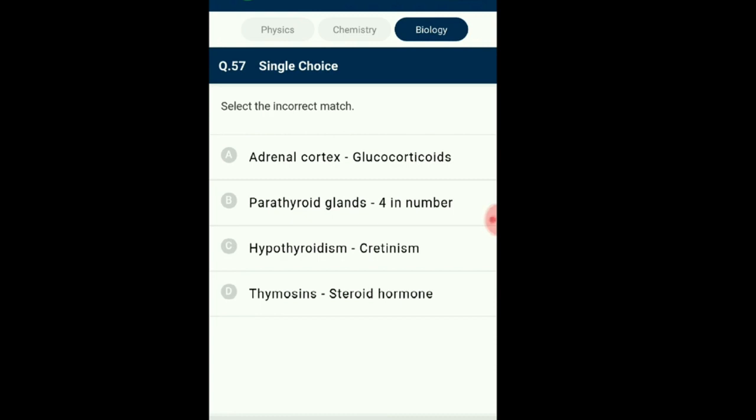Third type is iodothyronines. Example, thyroid hormones. Fourth type is amino acid derivatives. Example, epinephrine. So the answer for this question is option D. Thymosin is given as belonging to steroid hormones. So that is the incorrect match.